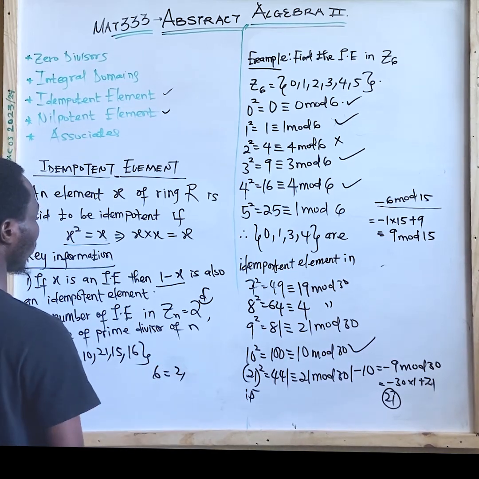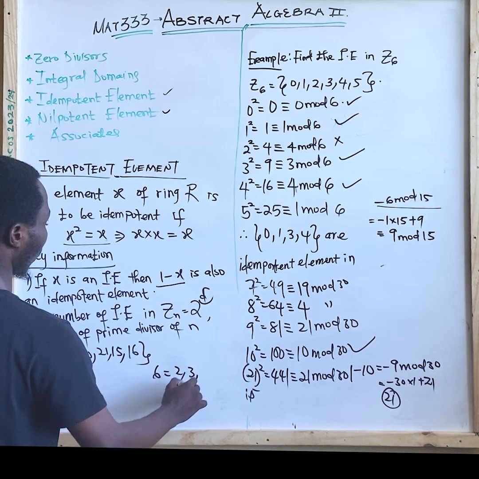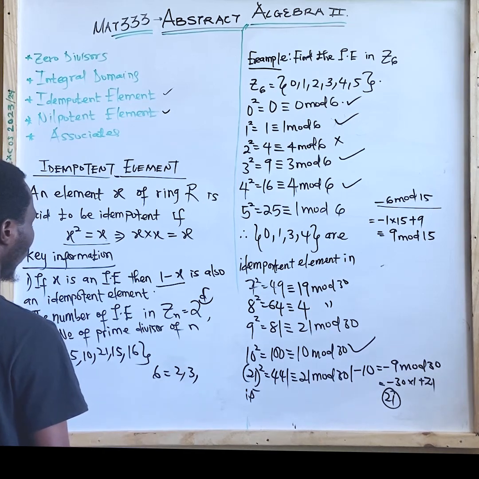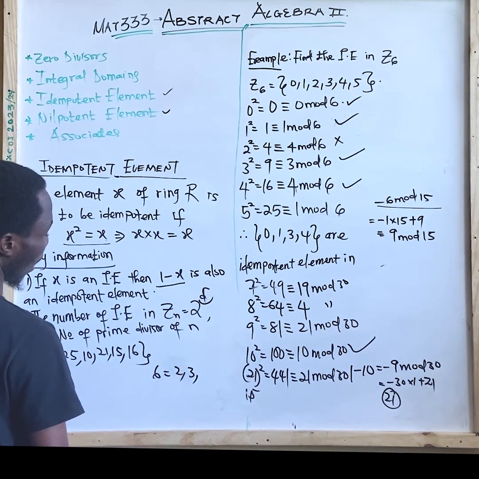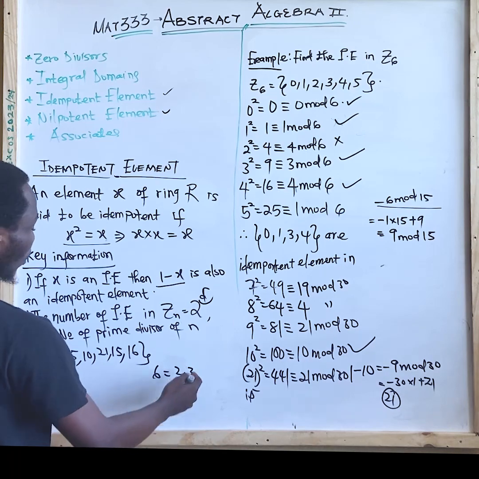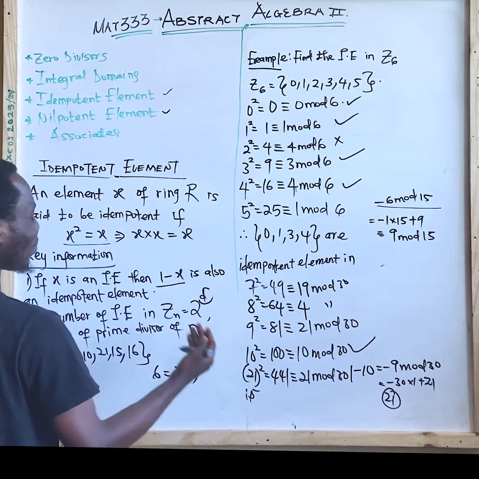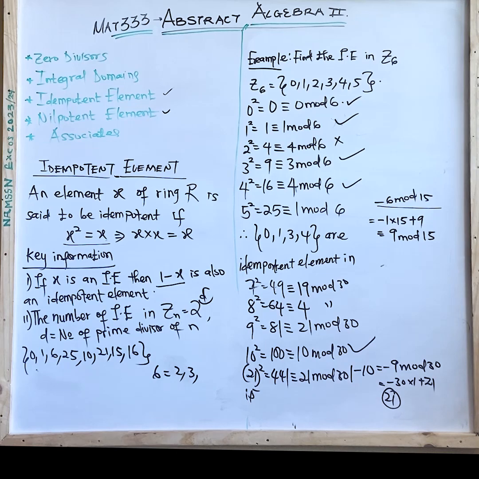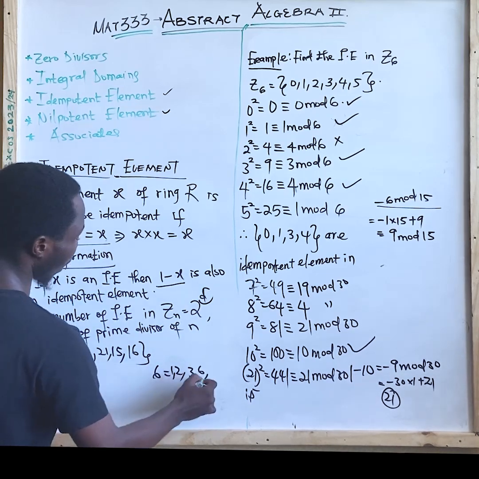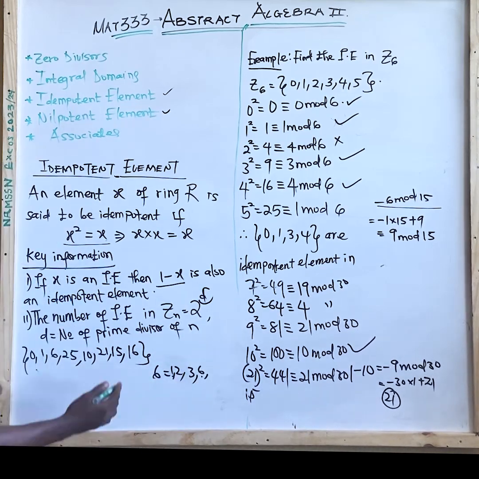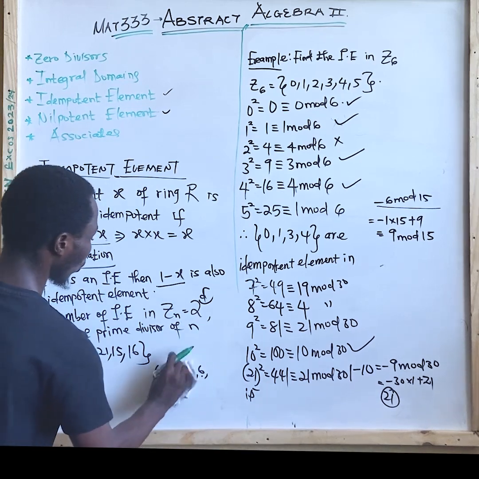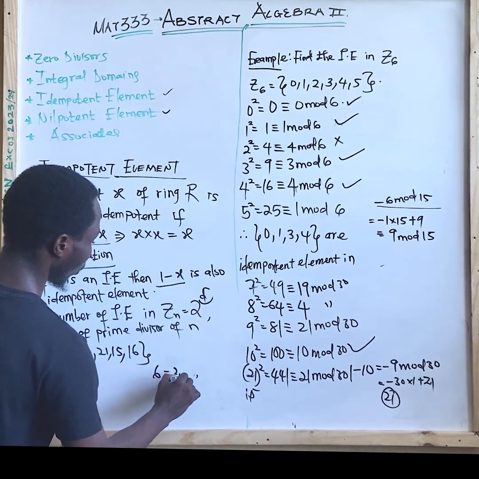2, 3. Just 2 and 3 are the prime divisors of 6. That is, numbers that are prime and can divide 6. Obviously, 1 will divide 6 and 6 will divide 6, but 1 and 6 are not prime, so we cannot pick them. So 2 and 3, which is how many?